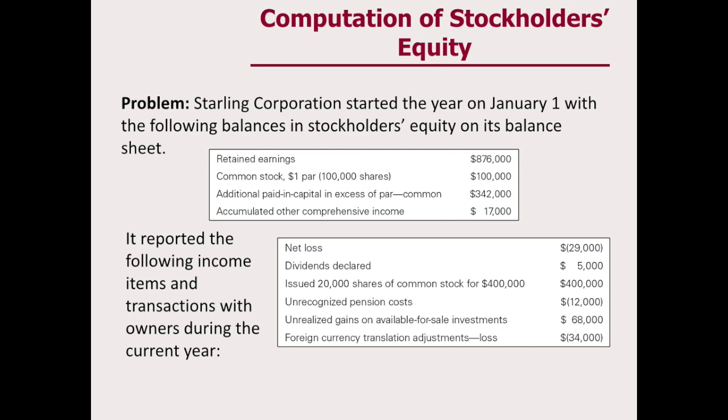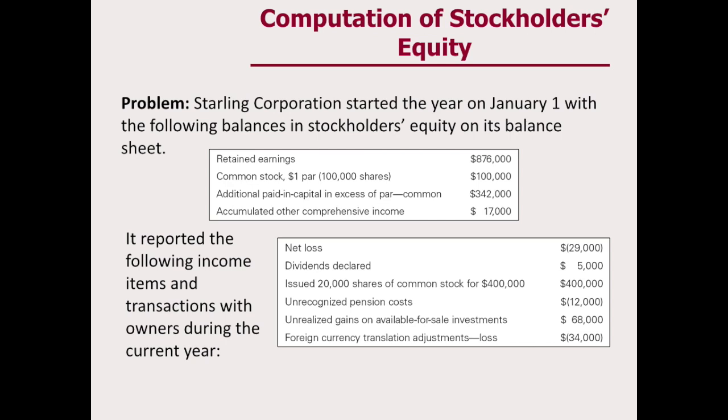It also reported the following income items and transactions with owners during the current year. So we actually ended up with a net loss. We declared dividends. We issued an additional 20,000 shares of common stock. We had an unrecognized pension cost. We had unrealized gains on available for sale investments, and we had a foreign currency translation adjustment, which ended up being a loss. So now we want to use this information and create a statement of stockholders' equity.